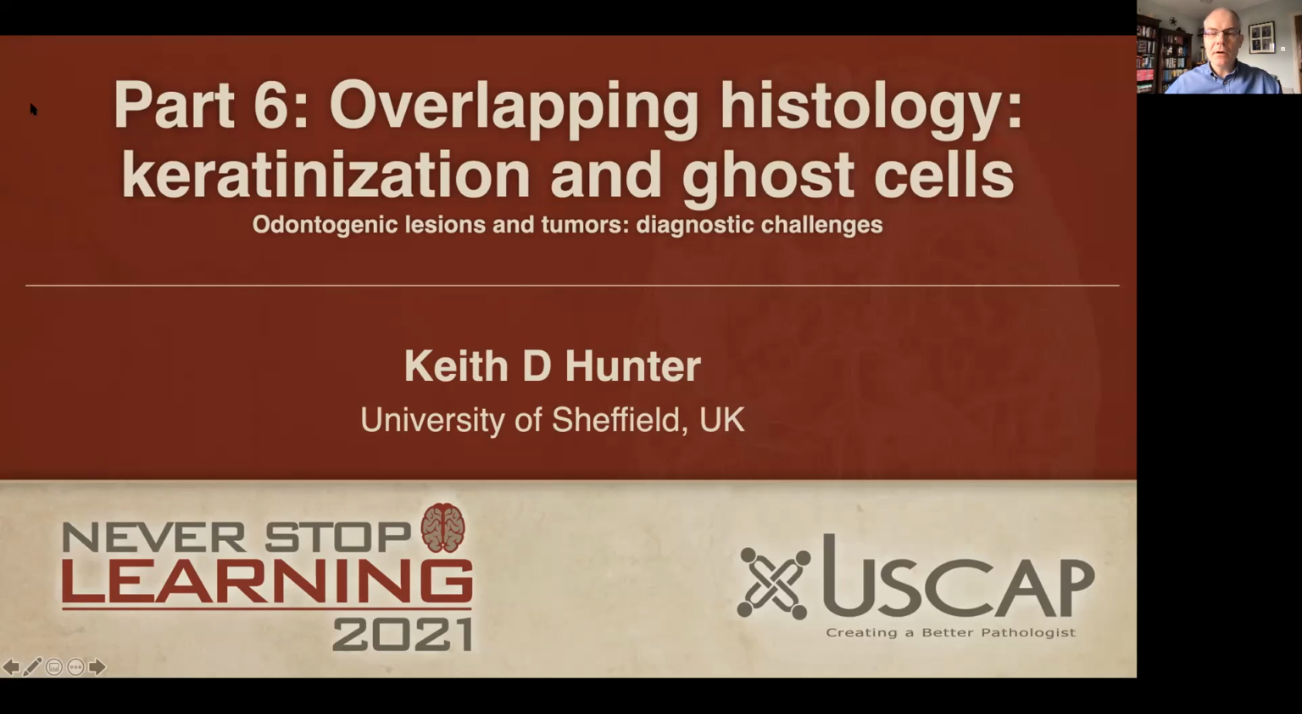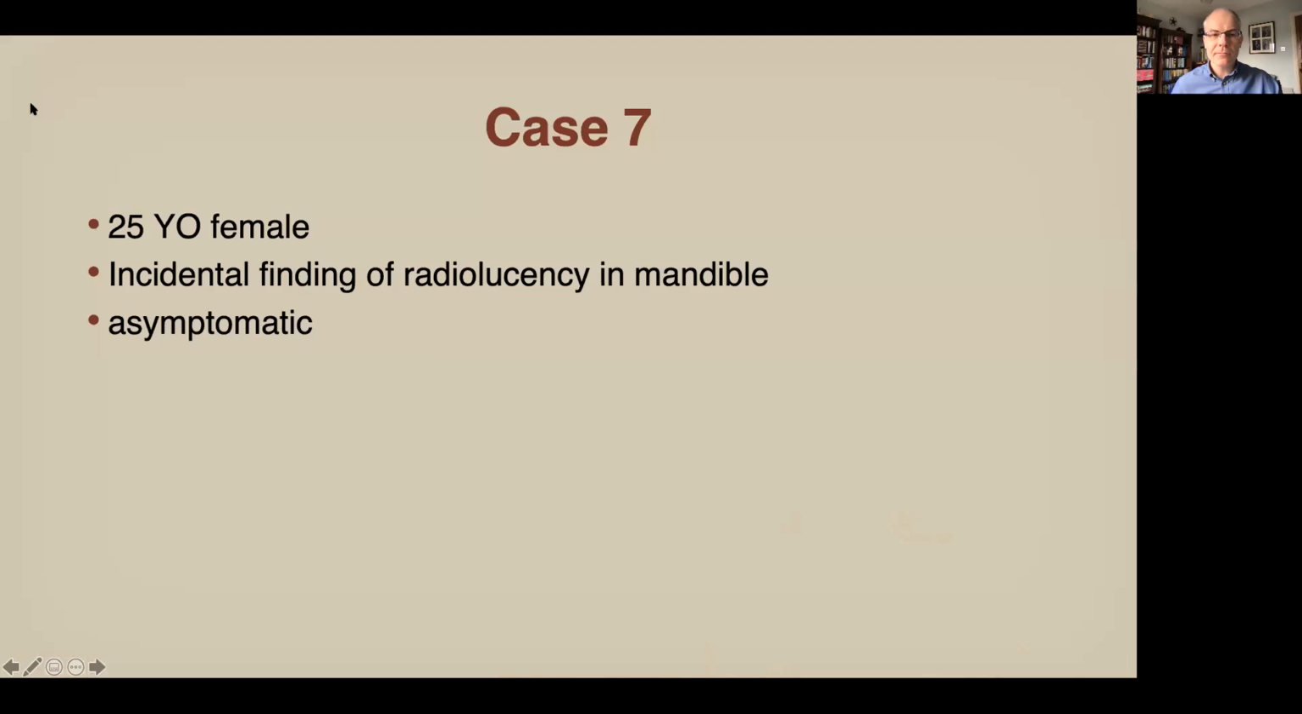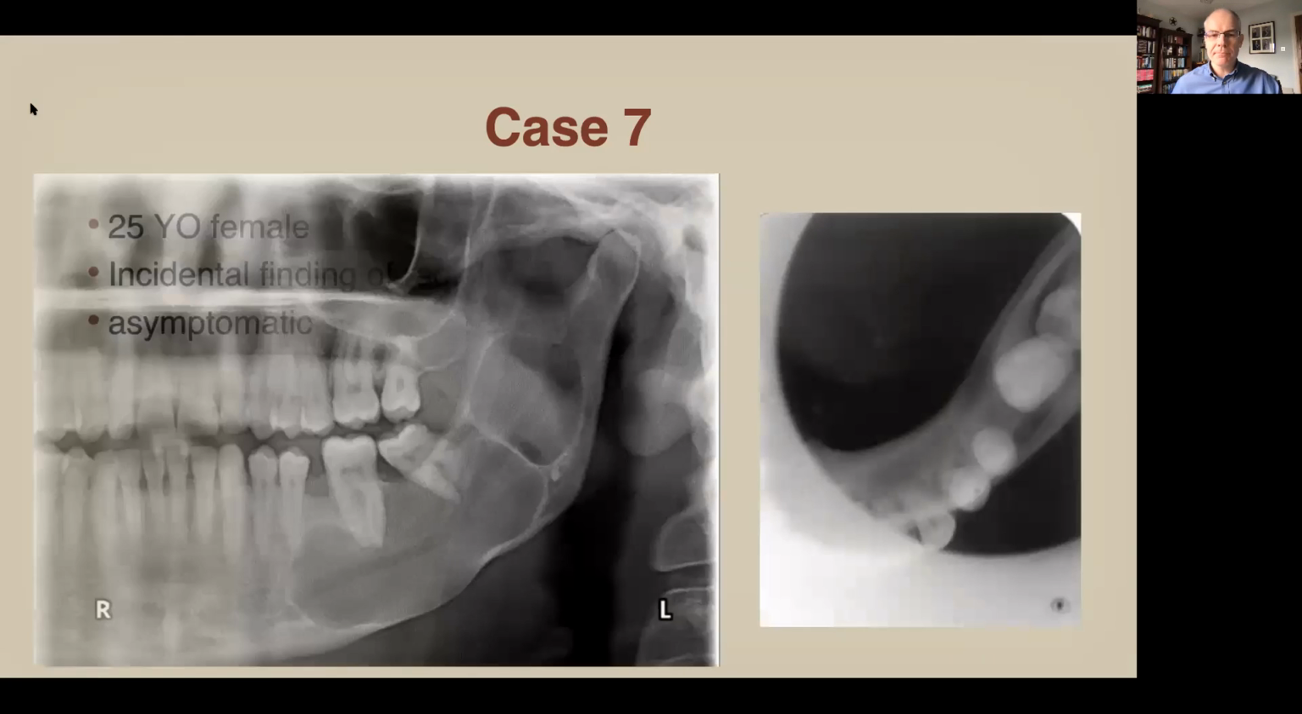Part 6 deals with some aspects of overlapping histology, particularly keratinisation and ghost cells. We come to case number 7. It's a 25-year-old female with an incidental radiolucency in the mandible, which is asymptomatic.